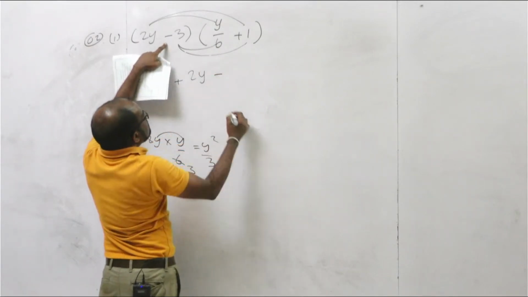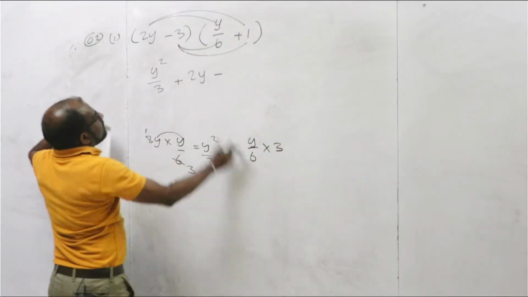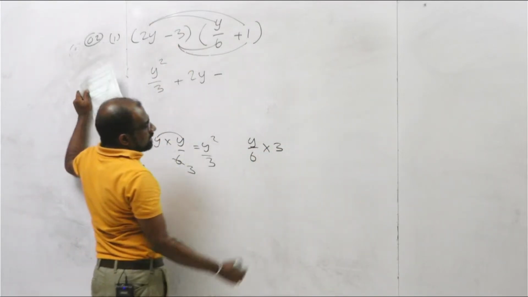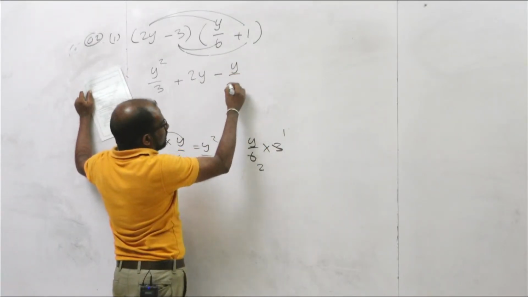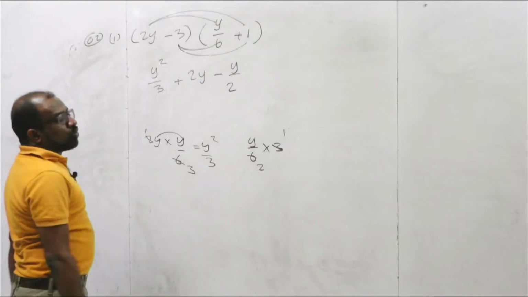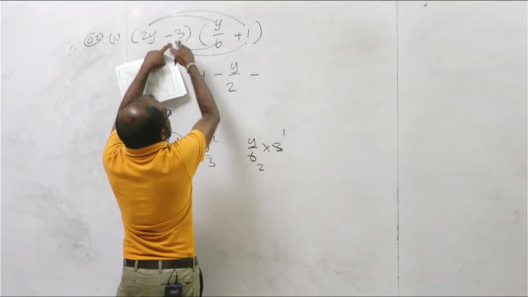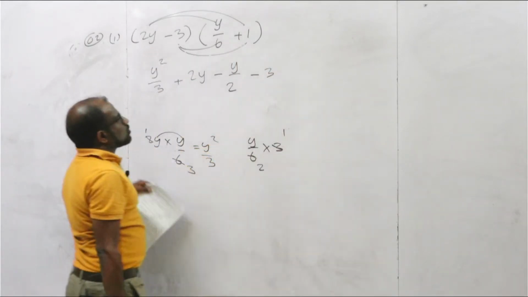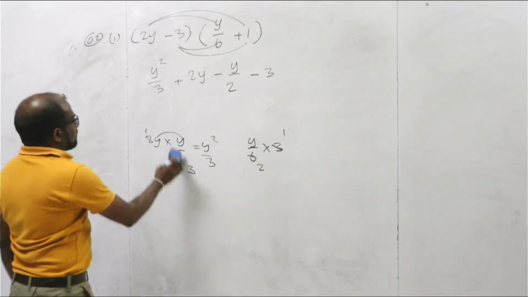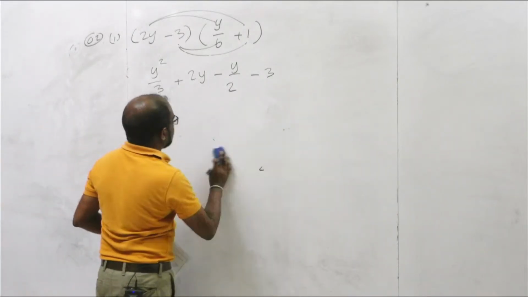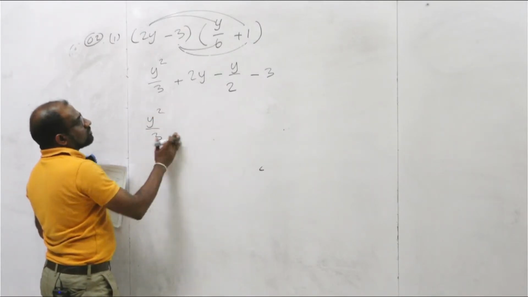Different sign: minus y over 6 multiplied by 3. 3 times 1, 3 times 2, that is y over 2. Then multiply these two numbers: minus plus, different sign, minus 3 into 1 is 3. So now you can simplify this expression: y squared over 3.